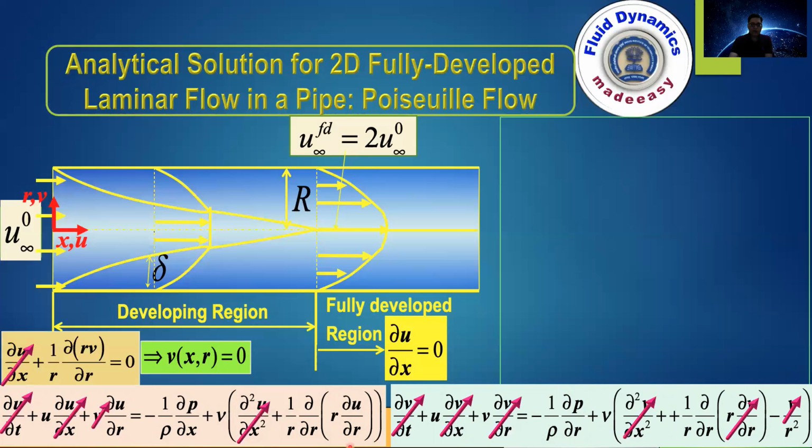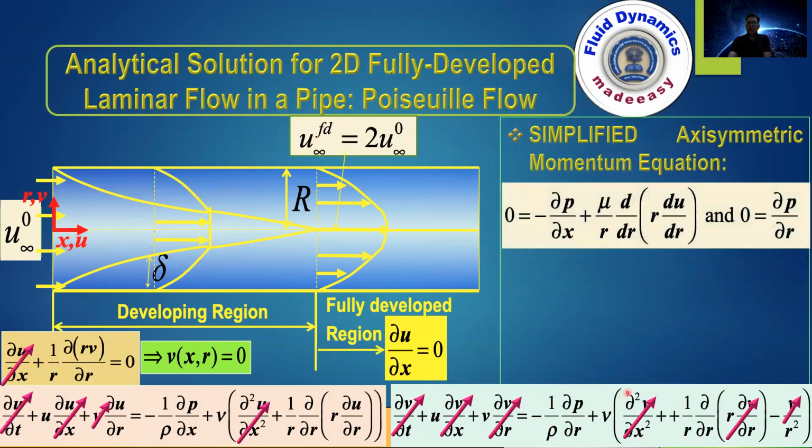From the continuity equation, we have got V equal to 0, and when we use the fully developed conditions, so when we use these two conditions, we got a simplified axial momentum equation and a radial momentum equation, where in the axial momentum equation we have two non-zero terms, and in the radial momentum equation we have one non-zero term, which is shown here. So this is a simplified axisymmetric momentum equation. This is the axial momentum equation. This is the radial momentum equation.